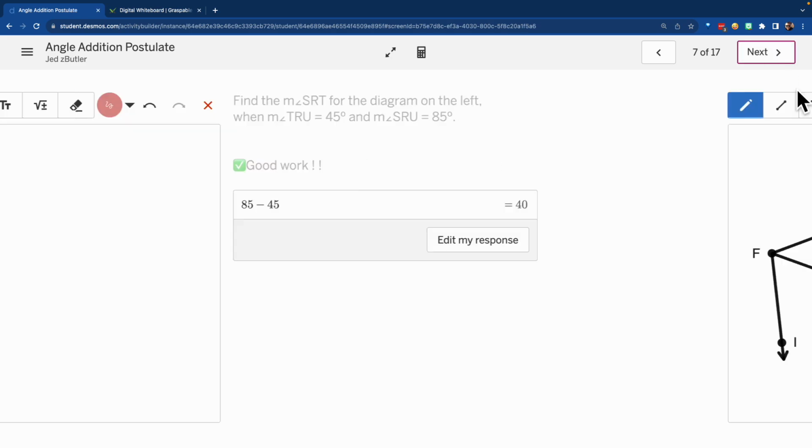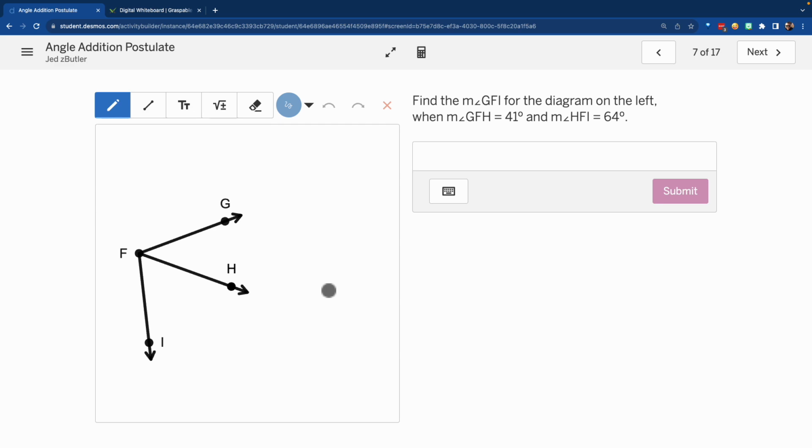Awesome. Now I got to do it, but I got to label it. All right, I'm looking for GFI. GFI is the total. So far we've been color coding the total as red. And these other two pieces are 41 and 64. So I'm going to put those numbers in here.